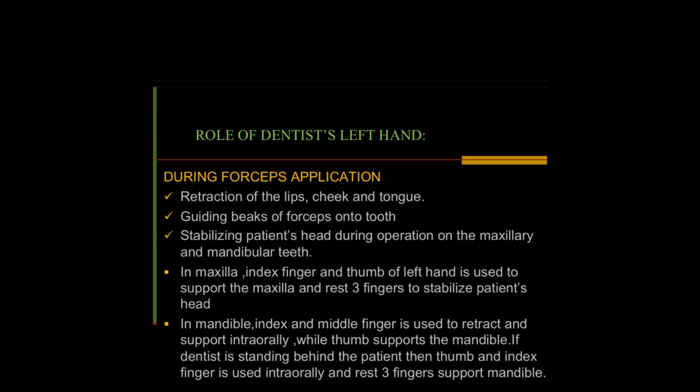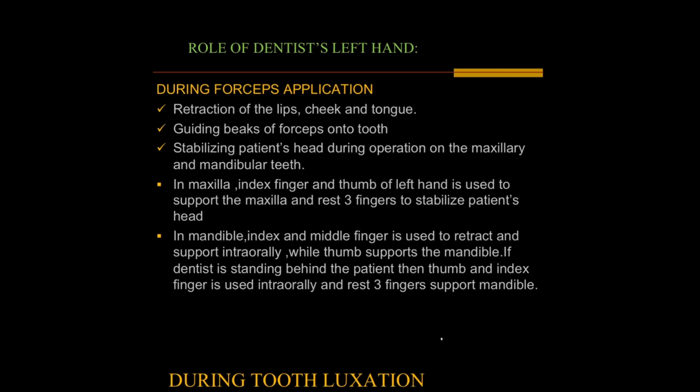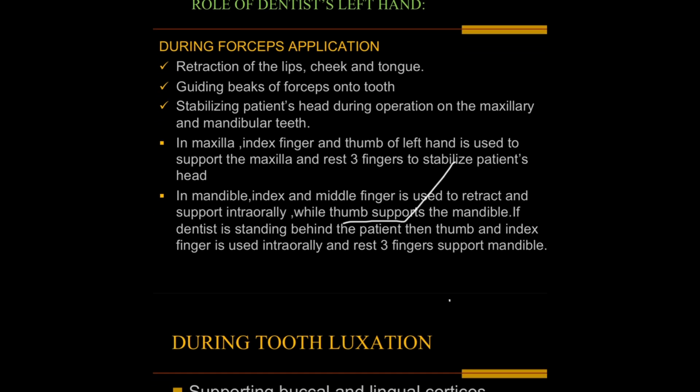In the maxilla, the index finger and thumb of the left hand are used to support the maxilla and the remaining 3 fingers to stabilize the patient's head. Whereas in the mandible, the index finger and middle finger are used to retract and support intraorally while the thumb supports the mandible. If the dentist is standing behind the patient, then the thumb and index finger are used intraorally and the remaining 3 fingers support the mandible.